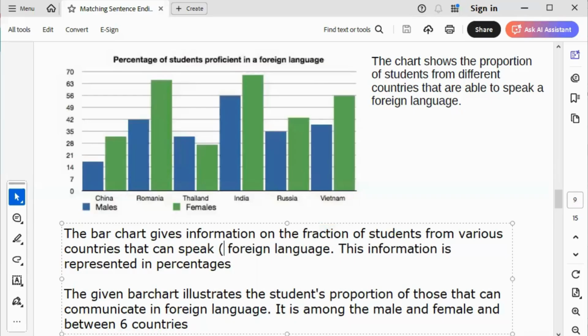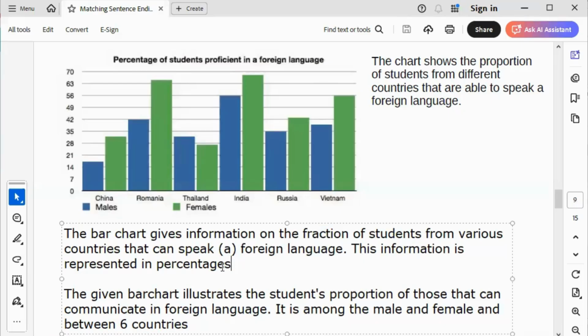Okay, gives information on the fraction of students from various countries that can speak. What's missing here is a foreign language: that can speak a foreign language. Okay? This information is represented in percentages. So this introduction is good, but something is missing. This person did not mention the categories.